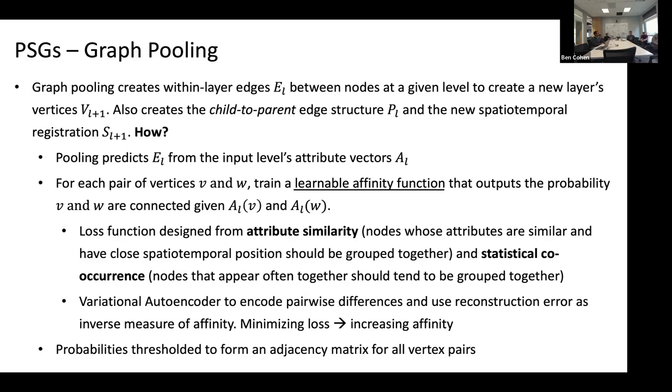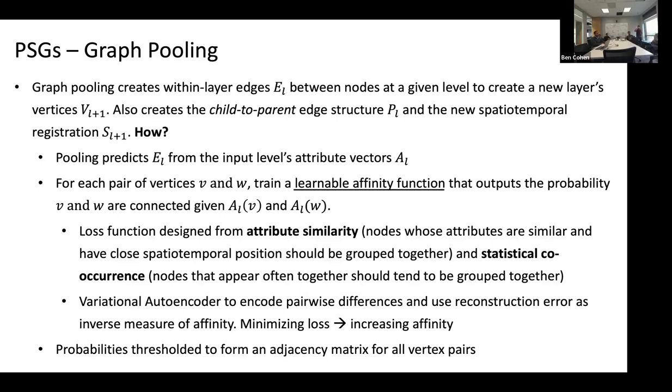The first thing that they do is they create the within layer edges. They do this by giving the data from your attribute vectors at that same hierarchy. The way they do this is they basically train something called a learnable affinity function. So for any two pairs of vertices in a specific layer, they output the probability that those two vertices are connected given your attribute vectors for those two vertices. So the loss functions that they describe here are based off of two heuristics that they say. And they call this something like perceptual grouping losses.